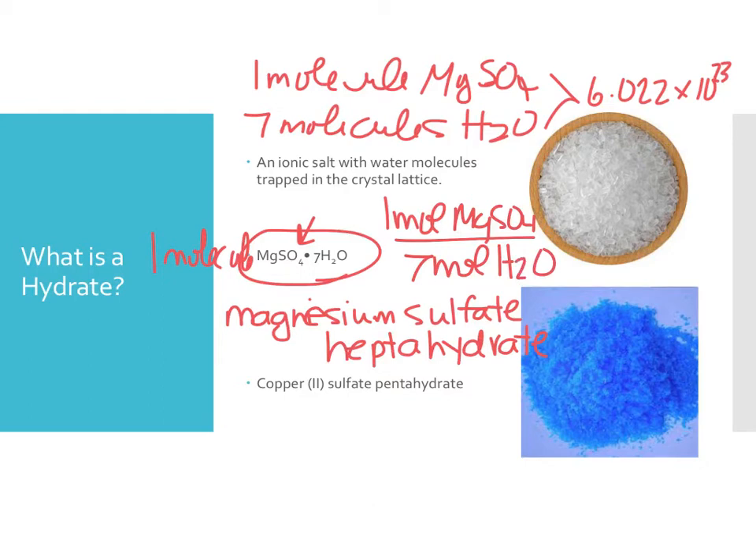All right, so what we're going to be looking at with calculations is how many moles of water did you get in your lab to every 1 mole of magnesium sulfate.